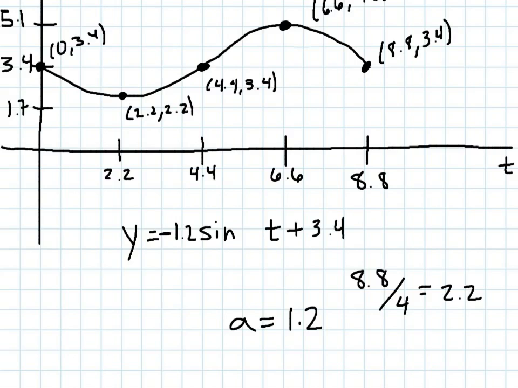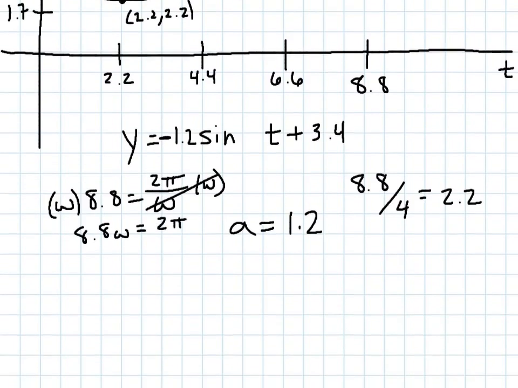Now all we need to do is find our k value, but in this case it would be our omega value, so that fancy W. Now remember, period, which is 8.8, is also equal to 2 pi over omega. So we want to find the omega in this case, which is kind of like the k value, just for harmonic motion. So I want to multiply both sides by this fancy W, and then divide by 8.8.